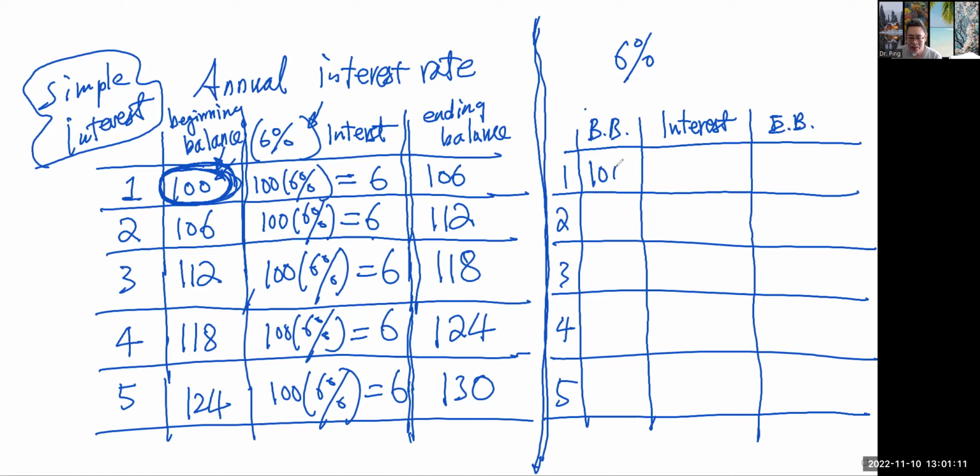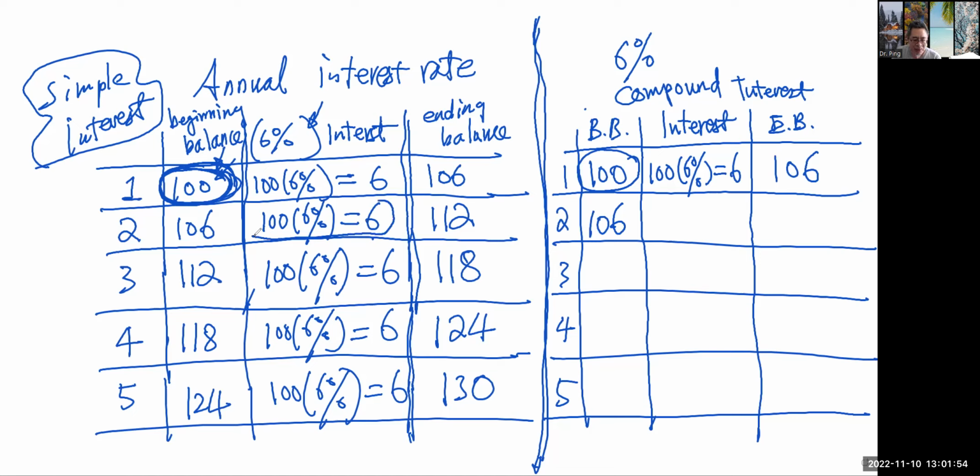Okay, 100. Now the first year is the same, just 6% times 100, and that gave us 6. We end up with 106. Now for the compound interest, we get interest on our first initial deposit, and we also earn interest on our interest. So the beginning balance for the second year is the same, 106, but instead of 100 times 6%, we're actually using the new balance. There will be 106 times 6%.